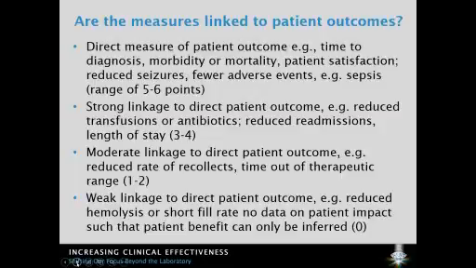A strong linkage to direct patient outcomes might be things like reduced transfusions or antibiotics. We know using antibiotics can have unintended consequences. And so it may impact the patient's status, in which case it has a strong linkage, but it isn't necessarily the status itself. Same with things like reduced readmissions or length of stay.